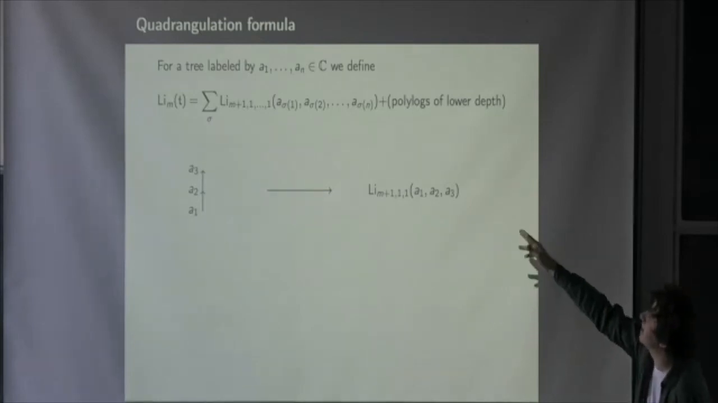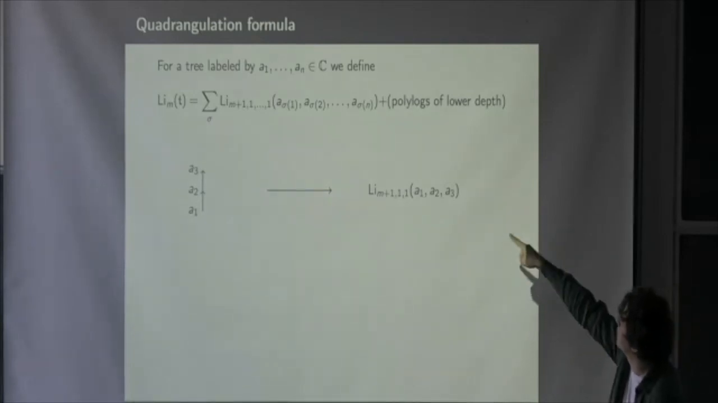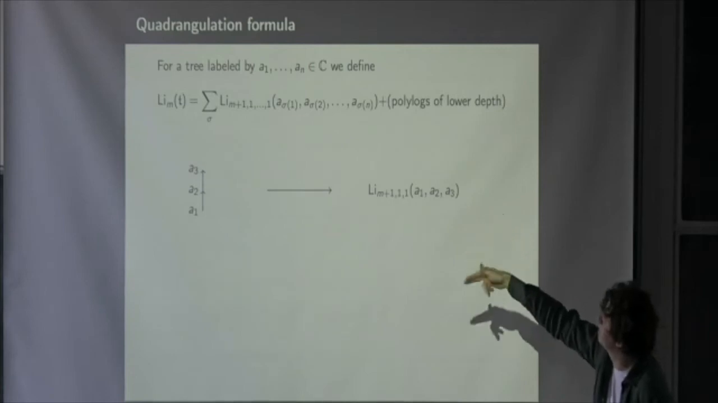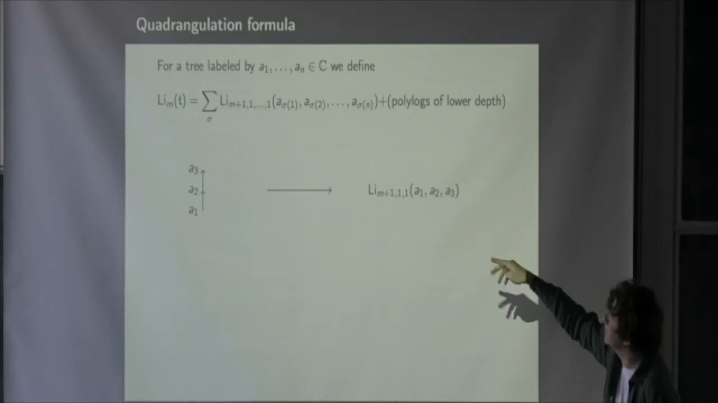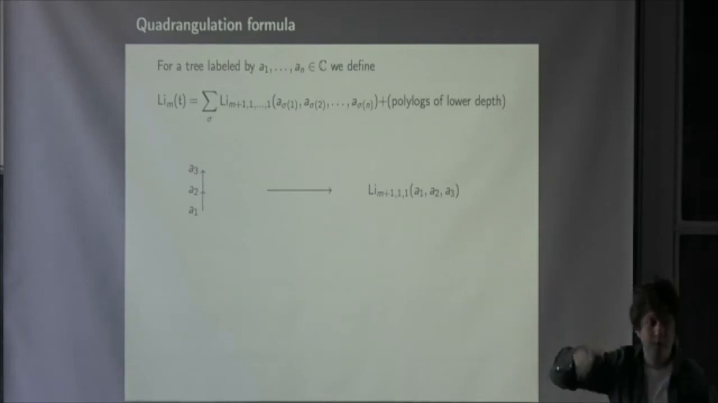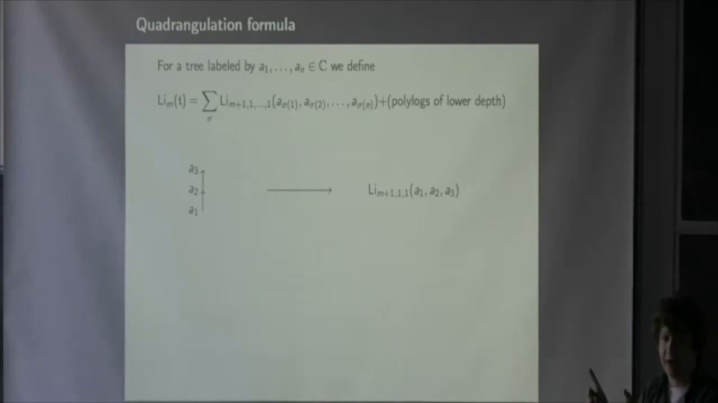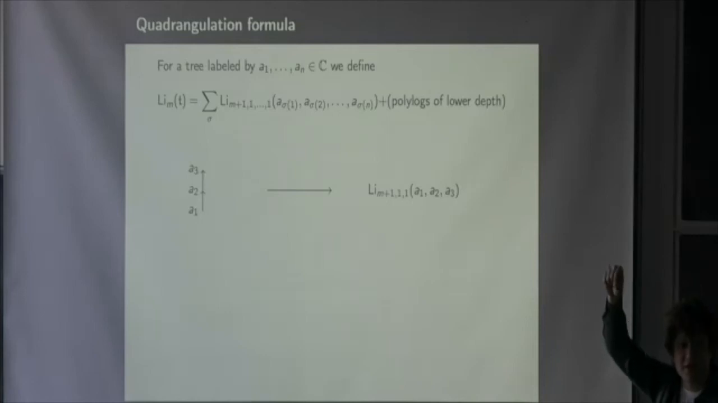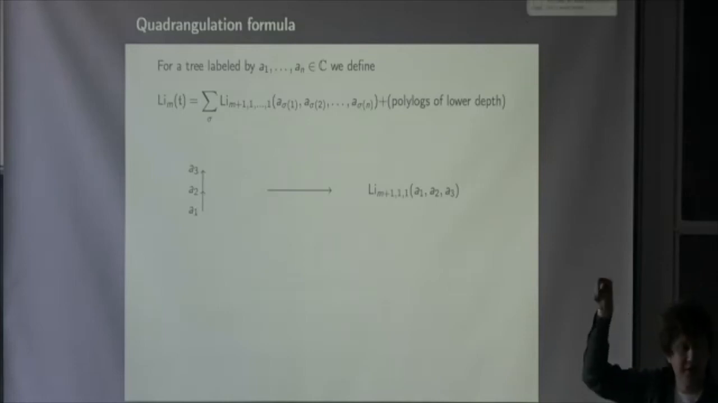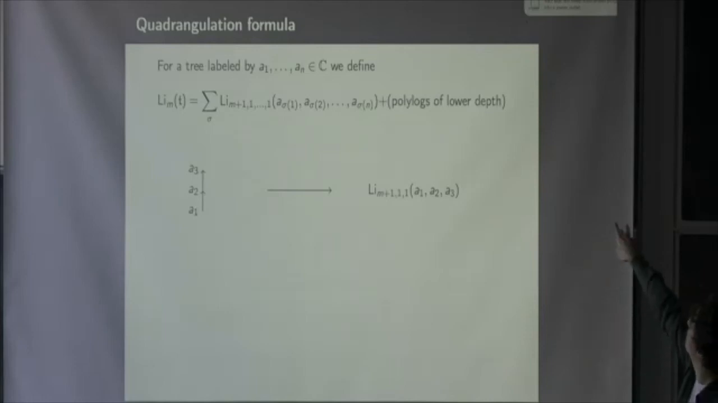And this is basically a sum of polylogarithms of these points, these numbers permuted, where I sum not over all permutations, but only over those which behave well with respect to the tree. So if in the tree one vertex is on top of the other, sigma should respect that. So you sum over all ways to order the vertices of a tree so that this ordering agrees with the partial ordering of the tree. And then there are some lower depth corrections.